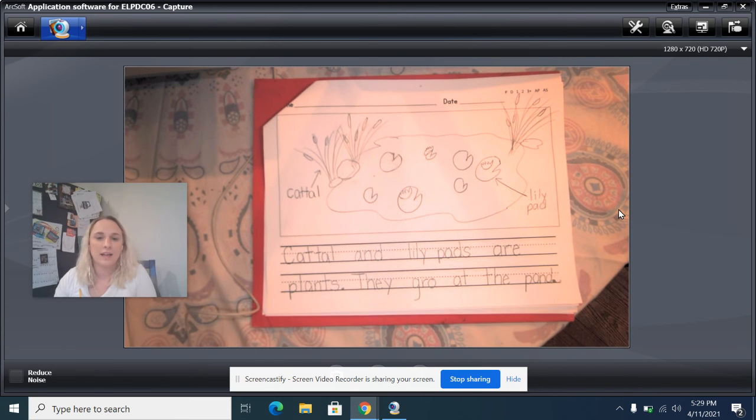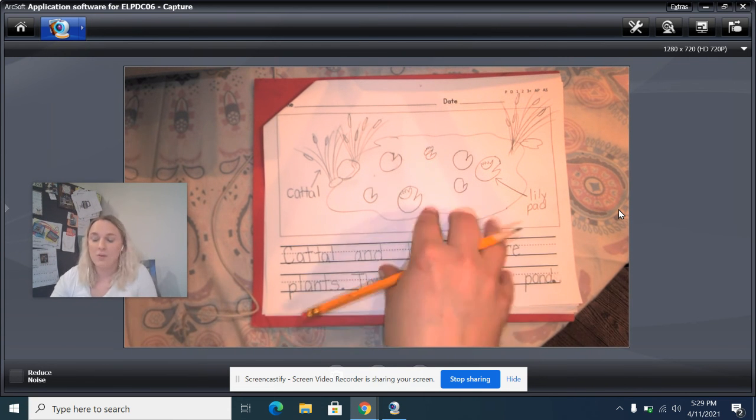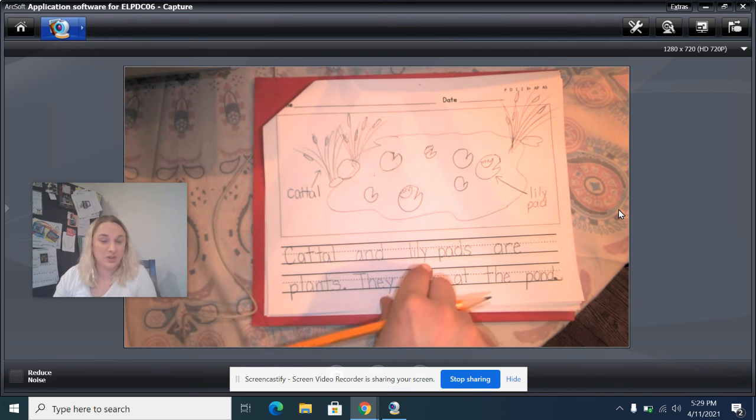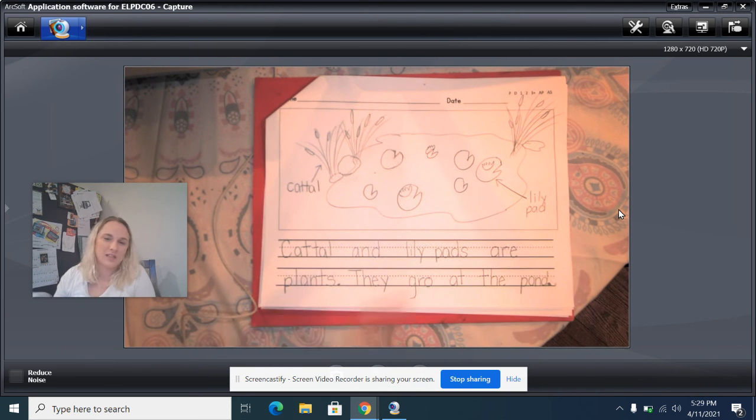Alrighty, friends, and here's our second page for the day. Don't forget, when you're all done, you can take a picture on Seesaw and show your teachers, and keep this in a safe place so we can finish our last page tomorrow.